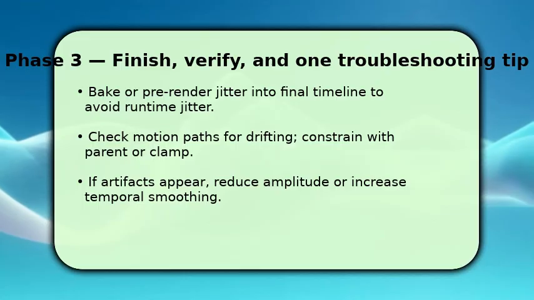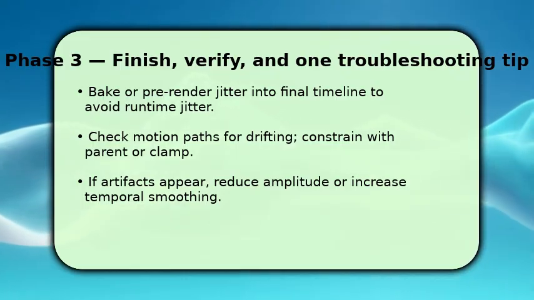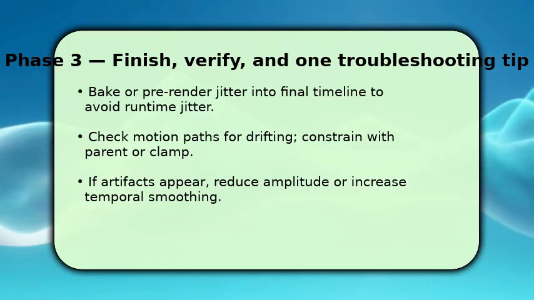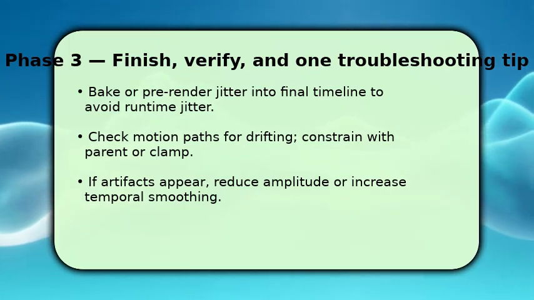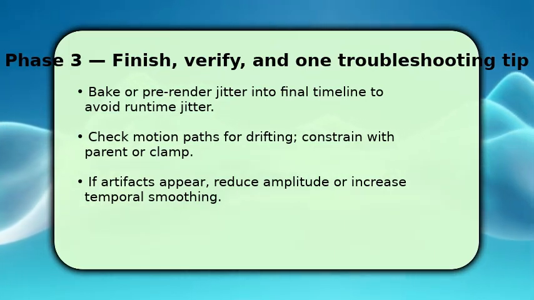If things go wrong, a single key troubleshooting tip: lower amplitude and add more temporal smoothing. Often spikes and aliasing vanish when you reduce intensity and filter the noise.